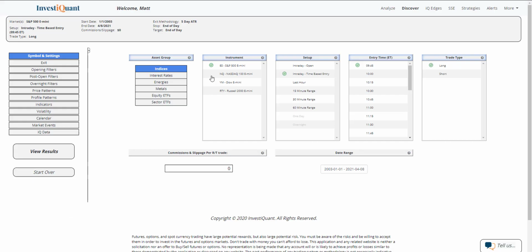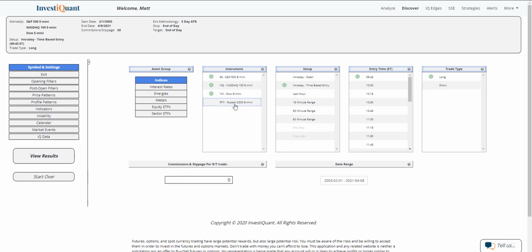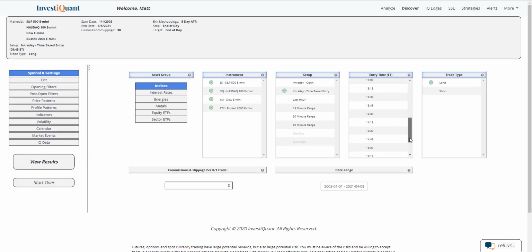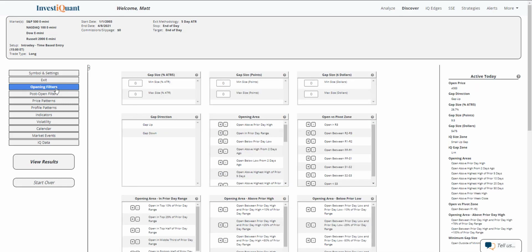And I figured we'd take a look at that type of pattern as we head into the close of the session this afternoon. We're going to be looking at all four instruments, and we're going to be looking at a time-based entry that enters the market at 3 p.m. Eastern time as a long. It's going to be set to exit at the close of regular trading hours, which is 4:15 p.m. Eastern time.